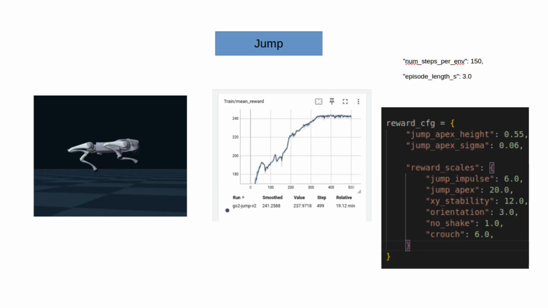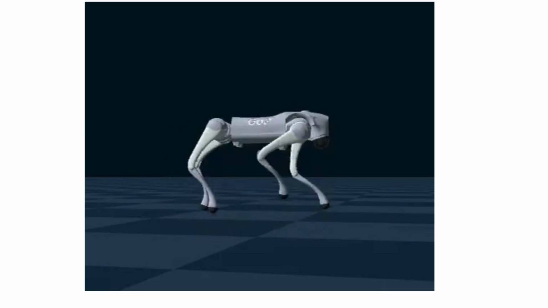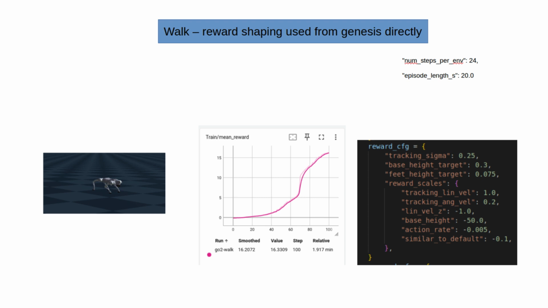Then I trained a jump policy, in which I give a reward for apex height and impulse, and also negative rewards for orientation and shake. You can see that also worked. And we got a walk policy from Genesis directly.